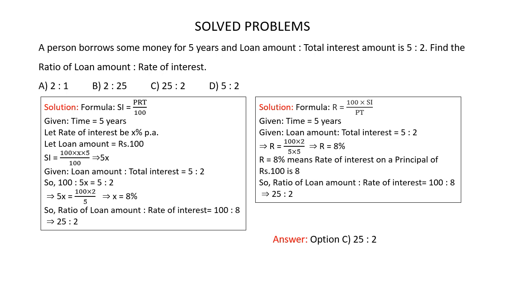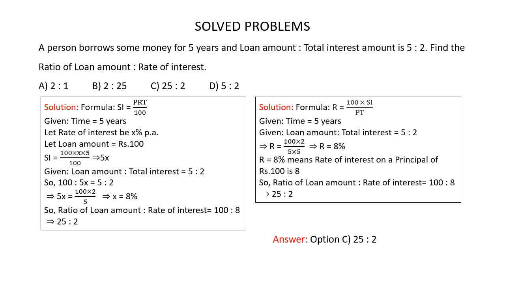We have assumed that the loan amount is rupees 100. Now we have found out that the rate of interest is 8%. So ratio of loan amount is to rate of interest is equal to 100 is to 8, and on simplifying this we get the required ratio as 25 is to 2.